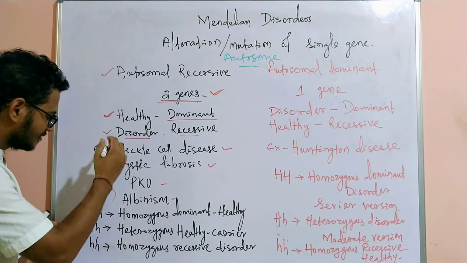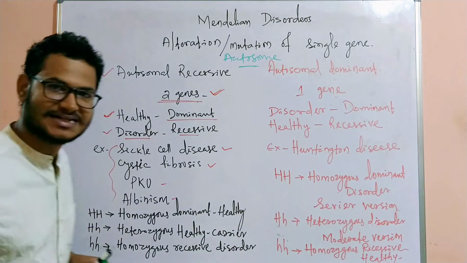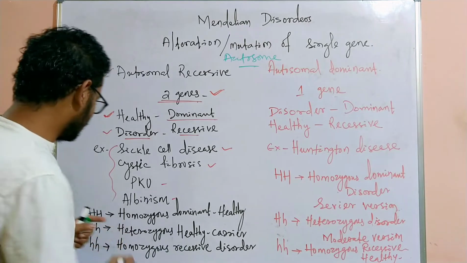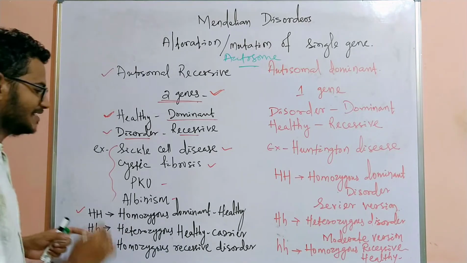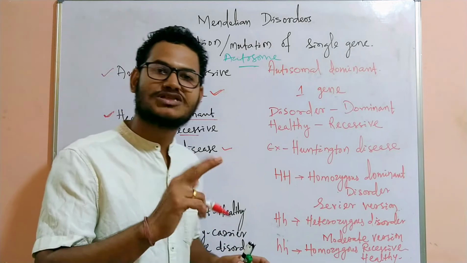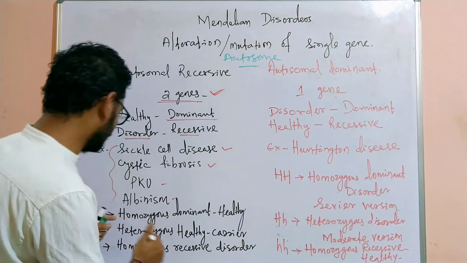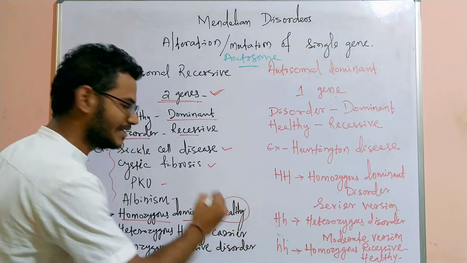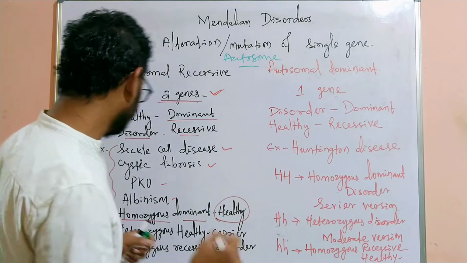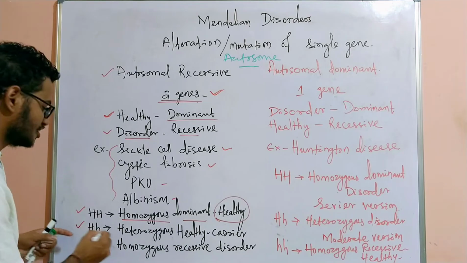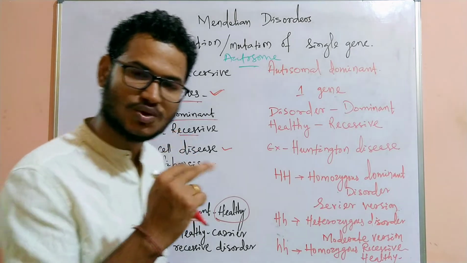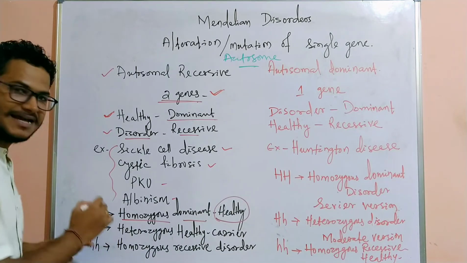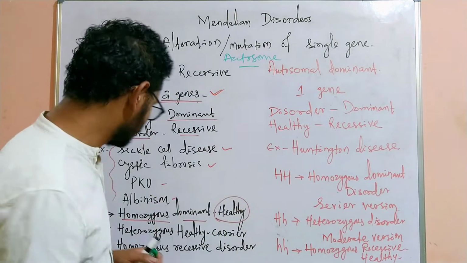So here we have three different conditions. Clear? So what are the three different conditions? One is capital H, capital H. Here both the H's are capital, the condition is homozygous dominant, meaning the individual is healthy. Next, capital H, small h. These are the two alleles from different parents. Do not confuse about this. So capital H from one parent and small h from another parent.